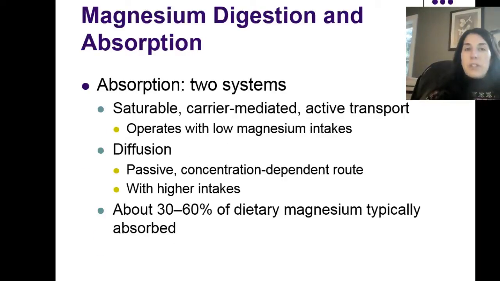In terms of digestion and absorption, there are two systems for absorption, and it depends on the intakes. With low magnesium intakes, the primary absorption system is carrier-mediated active transport. If there are higher intakes, the magnesium is absorbed through diffusion. About 30 to 60% of dietary magnesium is absorbed.